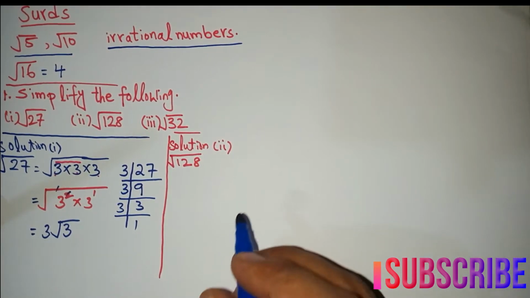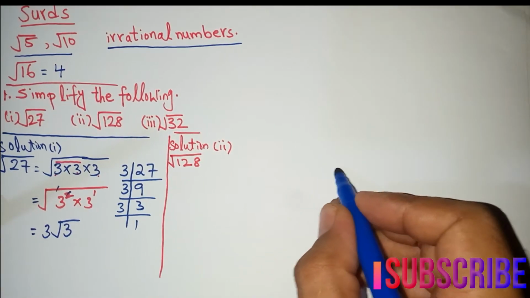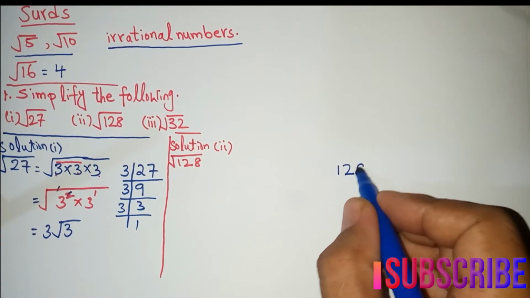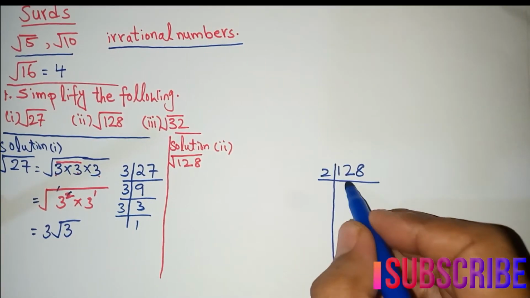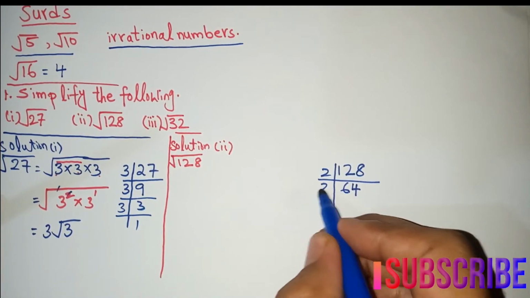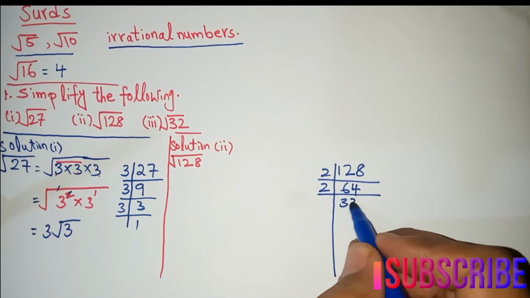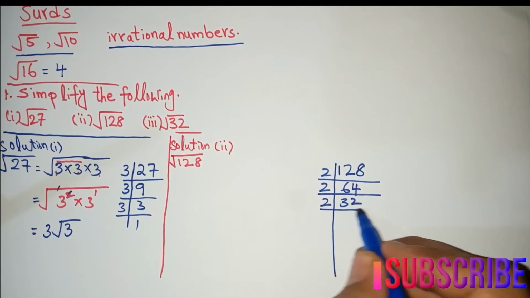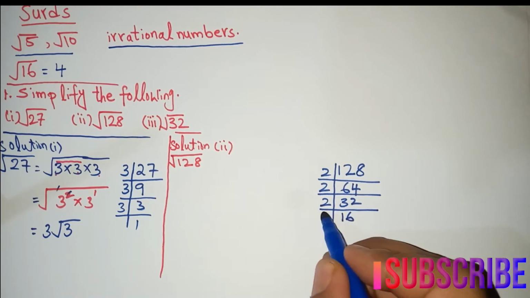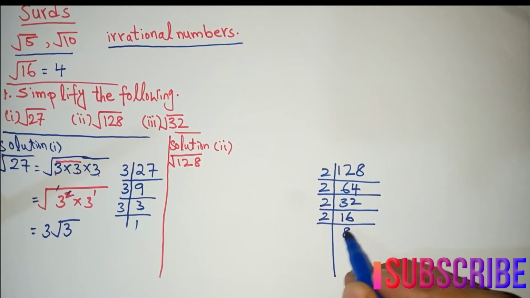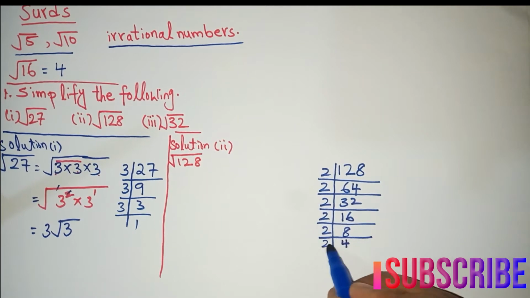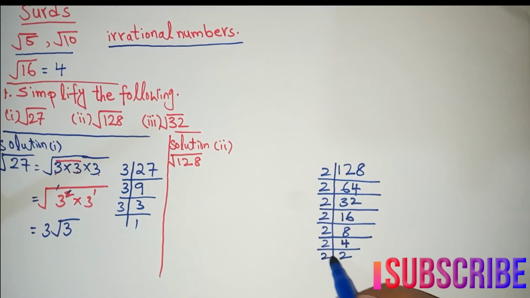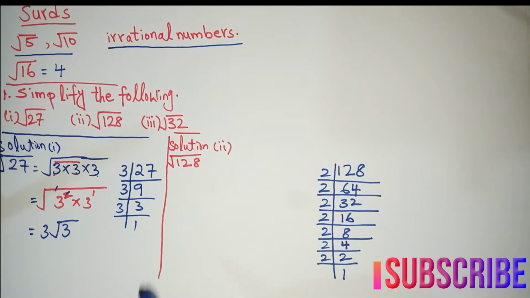So Roman figure 2 is square root 128. So 128 divided by 2 gives us 64. 64 divided by 2 gives us 32. 32 divided by 2 gives us 16. 16 divided by 2 gives us 8. 8 divided by 2 gives us 4. 4 divided by 2 gives us 2. 2 divided by 2 gives us 1.